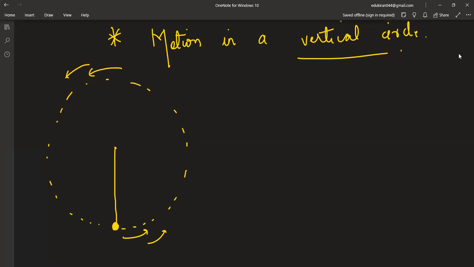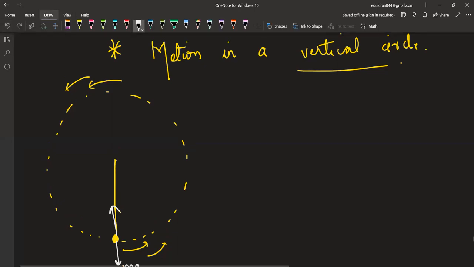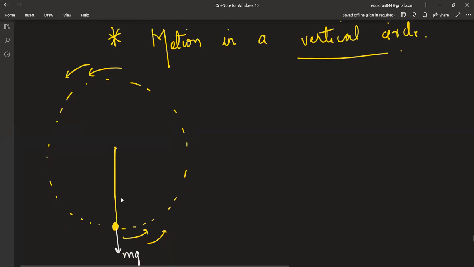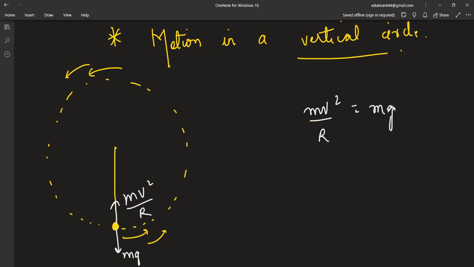Just one addition. What we have been studying, downwards mg will act, upwards mv square by r will act, right? And what have we been studying? mv square by r is equal to mg. This is balancing it. Just one more thing, since this is a string or a thread or a rope, there will be a tension force also. So the tension force will also be added with this when we're talking about the motion in a circle.